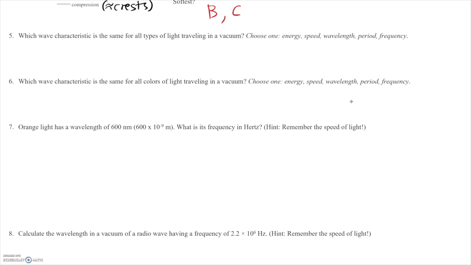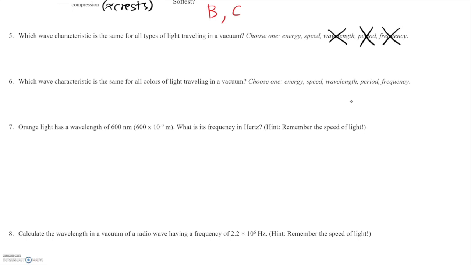So let's go ahead and move on to number 5 over here. Which wave characteristic is the same for all types of light traveling in a vacuum? So remember that light is on an electromagnetic spectrum, which means that different light forms are characterized by their different wavelengths. And so therefore, all types of light do not have the same wavelength. Well, wavelength actually affects frequency, because the shorter the wavelength, the higher the frequency, and frequency is related to time, which is also related to the period. So all three of those things are not the same.